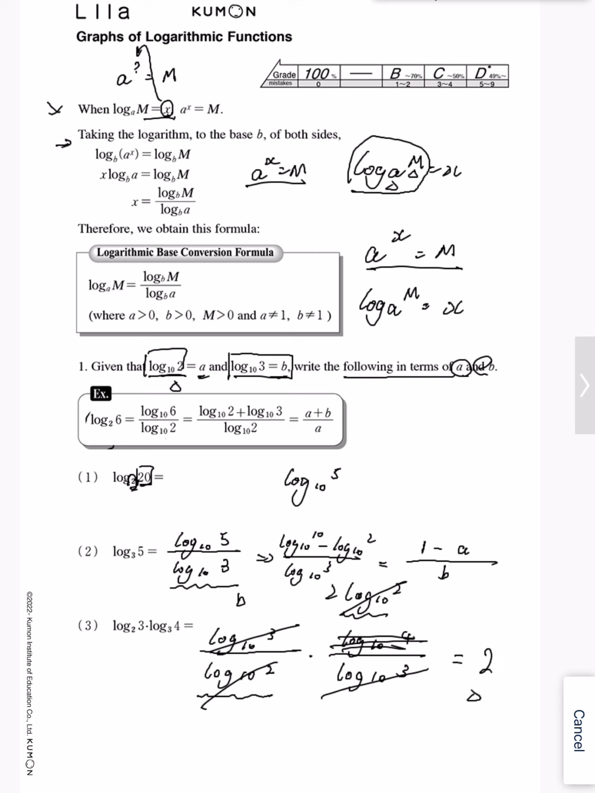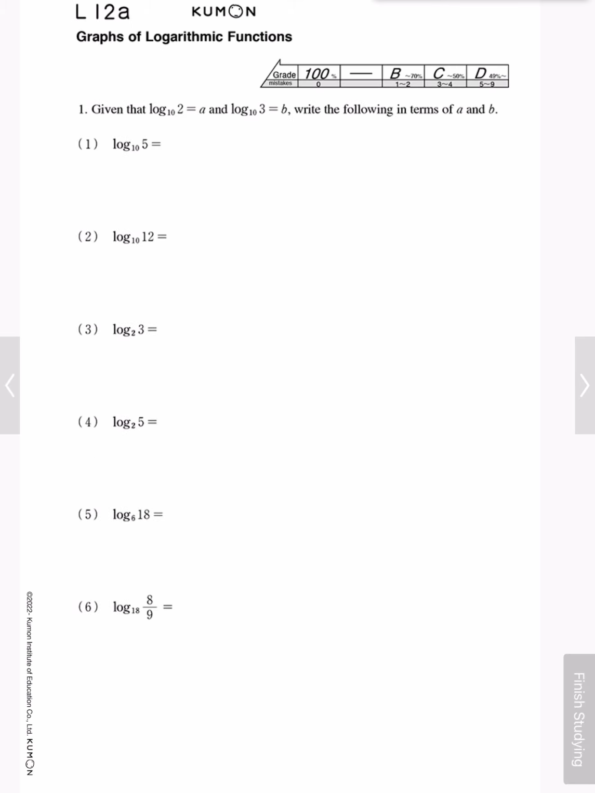Okay? So hopefully that helps you understand exactly what it is for 11a, the concept we're talking about right here. And let's jump directly into page 12a. So on page 12a, as you can see, our target is log base 10 of 2 and also log base 10 of 3. Each of them is equal to a or b. So let's see what we can do.